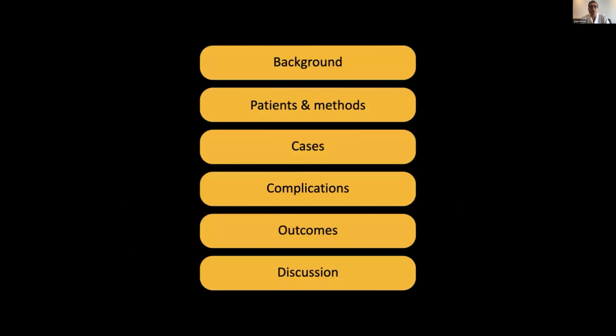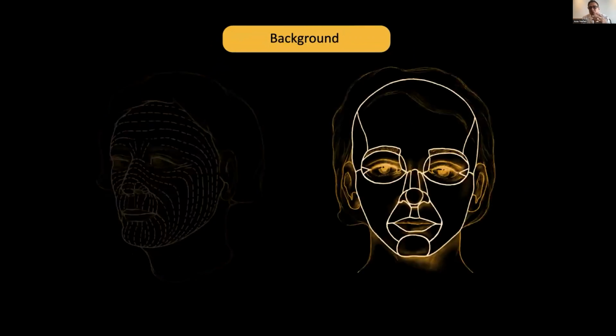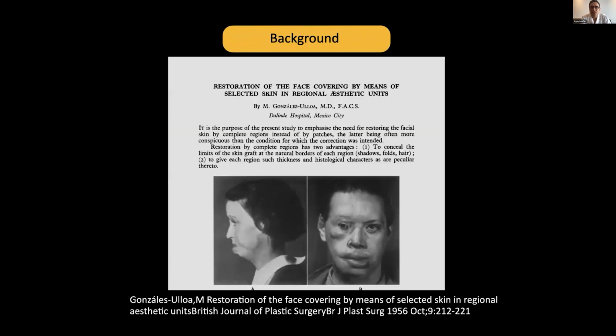Okay. This is the agenda I'm going to follow at this moment. This is the point we're going to subject at least. The background. For small defects, you can follow the lower skin tension lines, but when you have bigger defects, or small defects but with anatomical distortion, you can follow the facial aesthetic units or subunits.